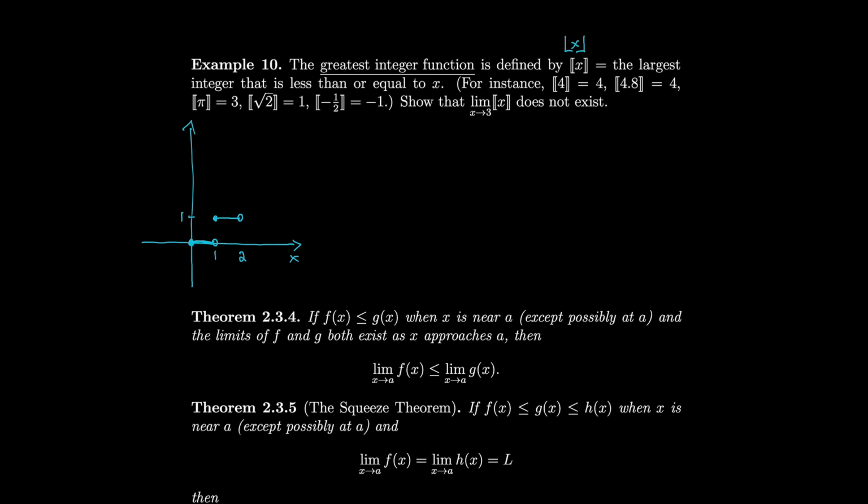So this is at 1. And the second that we hit 2, it jumps up to 2. All the way up to like 2.999, until it hits 3. And then it jumps up to 3 until it hits 4, but not equal to 4. This looks like 4x. I should probably erase this and put the x on top. Okay, and it works for negative values too.